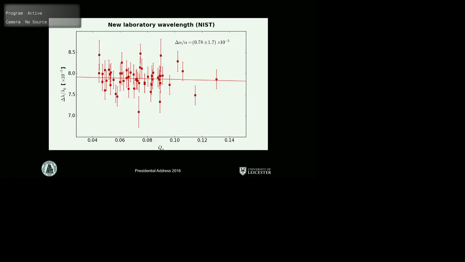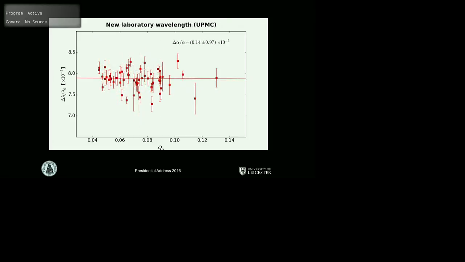And so this is a plot received a couple of days ago based on new laboratory wavelengths obtained by NIST, and this is delta alpha over alpha measured for this. Again, the error bar is a bit larger than the actual measurement, so it's not a detection. And similarly with some wavelengths from Paris. A slightly different answer, but again, not a detection.